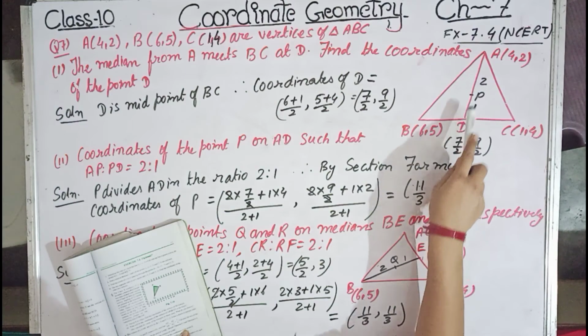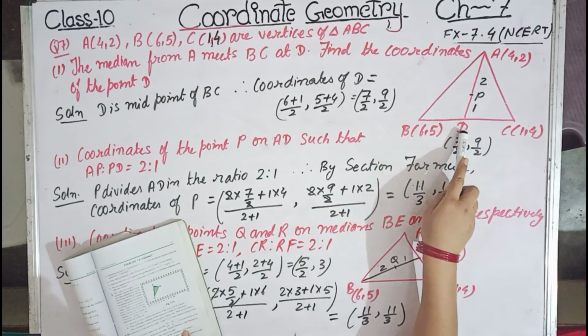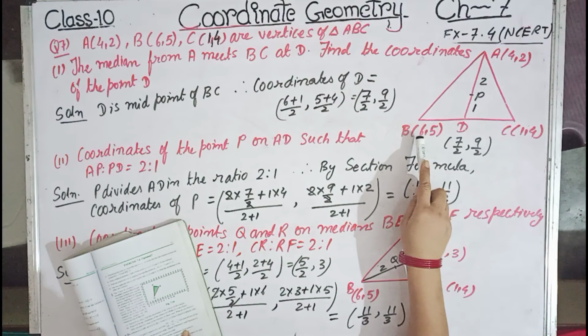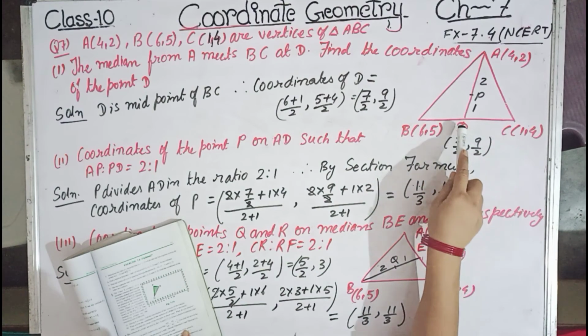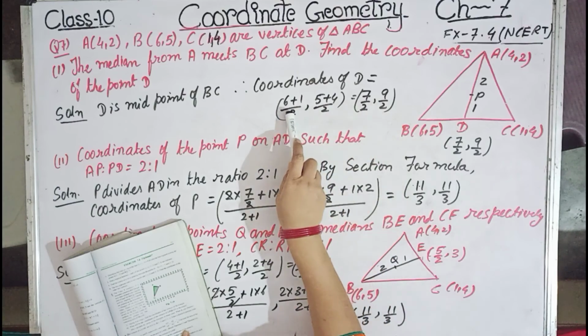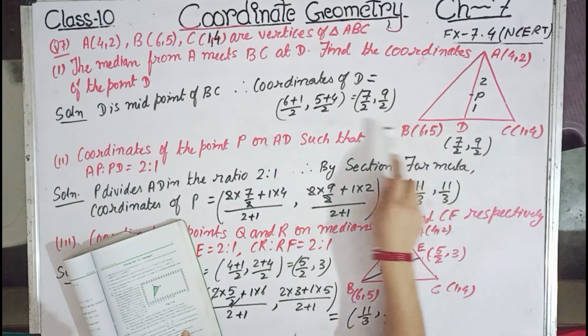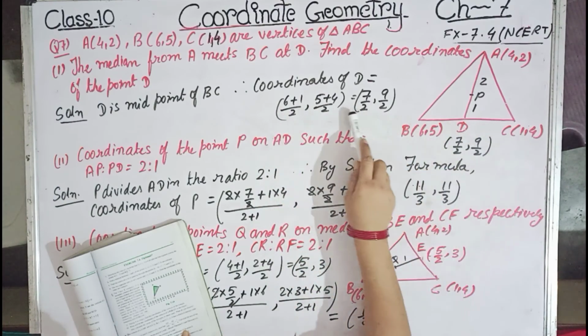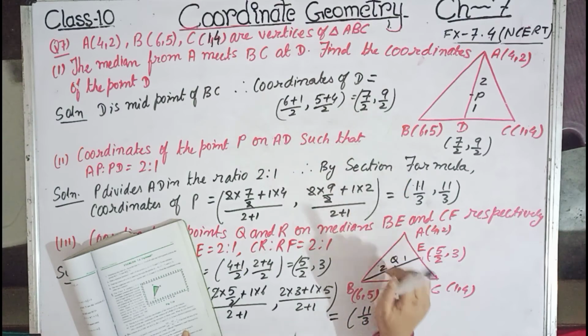So obviously, since AD is the median, D is the midpoint of BC. Now the coordinates of B and C we know. So by the midpoint formula, the coordinates of D also we can get. So the coordinates of D will be (6 plus 1) by 2 and (5 plus 4) by 2, that is 7 by 2 and 9 by 2.